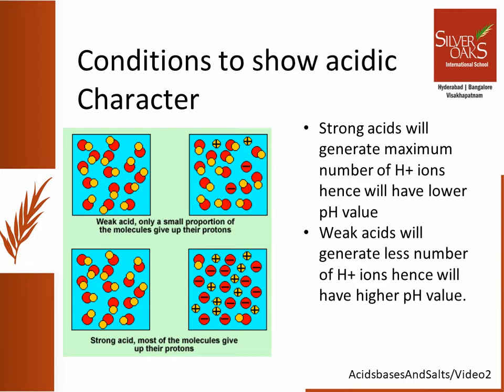On the other hand, weak acids, if we take 100 ml of any weak acid, not all the molecules will dissociate to release H plus ions. Thus, weak acids will generate less number of H plus ions and their pH value will be higher. So the relation between hydrogen ion concentration and pH value is opposite, or they are inversely proportional to each other.